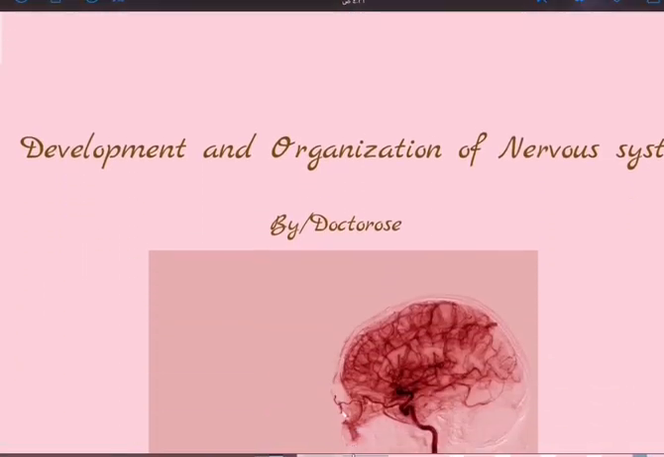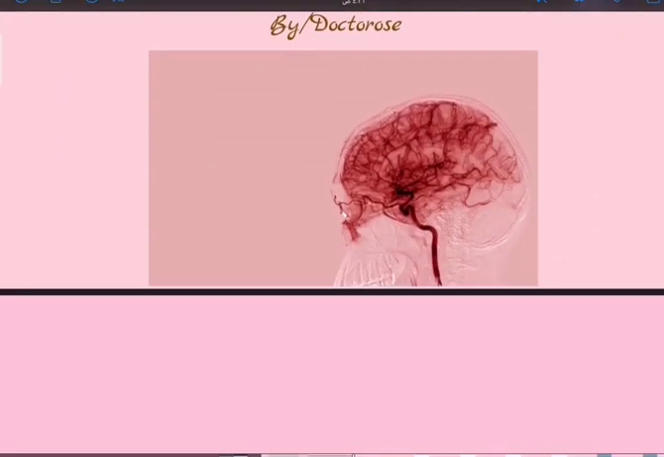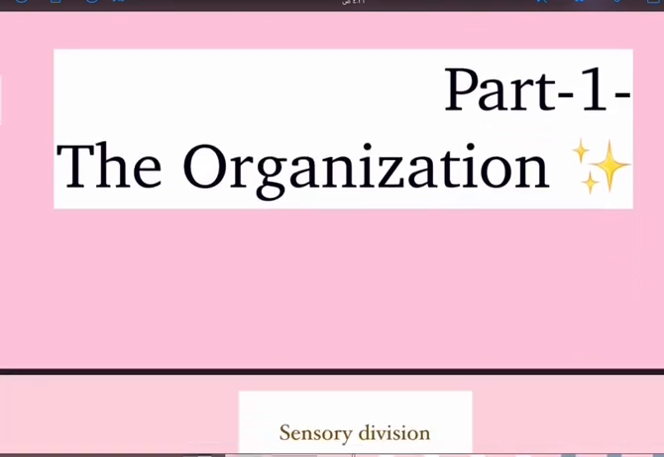Well, hello everyone. Today we're explaining the development and organization of the nervous system. Part number one, the organization.